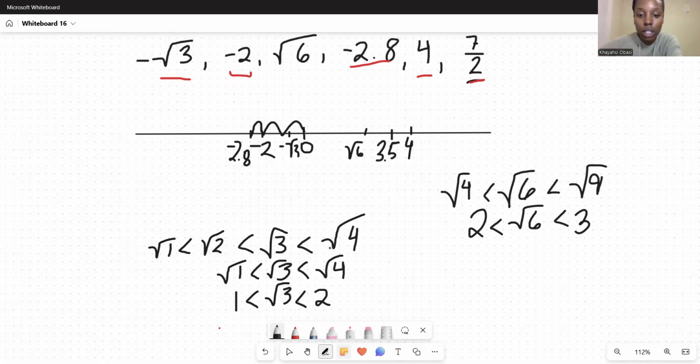Okay, now we got them in order. It goes from -2.8 to -2 to the negative square root of 3... to the square root of 6 to 3.5 to 4. All done.